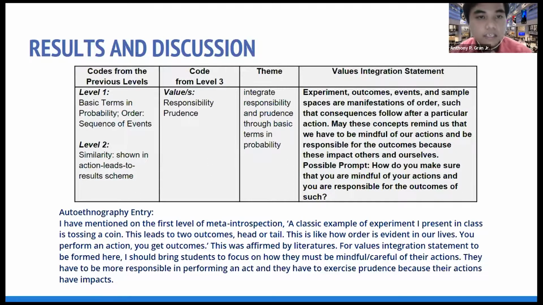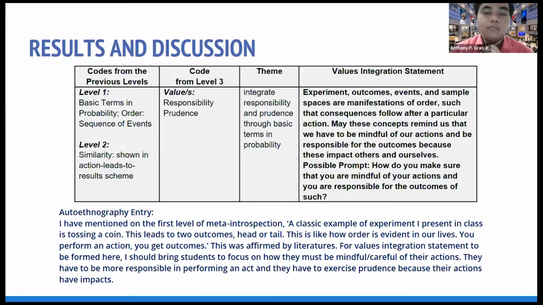And from this entry, I was able to come up with the code. Again, the goal of the coding here is now to identify the values. So the values that were identified in my entry are responsibility and prudence. So the theme that I've created by merging levels 1, 2, and 3 codes is this: integrate responsibility and prudence through basic terms in probability. This theme guided me in creating the values integration statement.